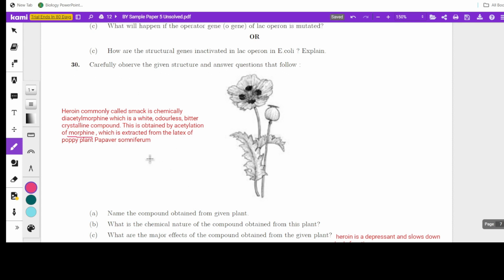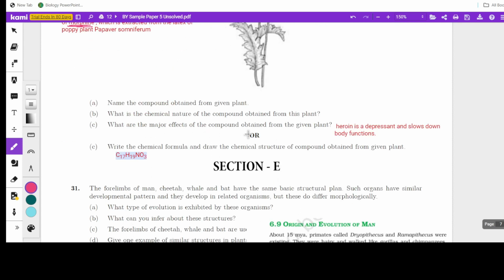What is the chemical nature? So actually for this first question, we can write heroin. Heroin is the compound which we are getting, that is diacetyl morphine. Since the second question asks about the original form, the chemical nature of the compound obtained from the plant, we can go for morphine, because by acetylation of morphine, we get diacetyl morphine or heroin. So you can write the first answer as heroin or diacetyl morphine, and the second one is morphine. Then, what are the major effects of the compound obtained from the given plant? Yeah, it's a depressant and it slows down our body functions.